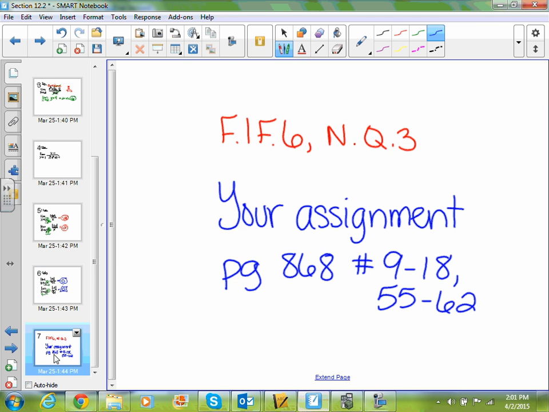Okay, so that's what you guys are going to be working on. You're going to be working on dividing out on 913, and then graphing one-sided limits on 55 through 62.